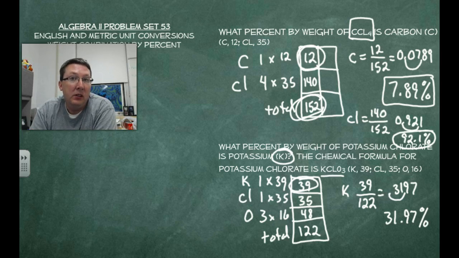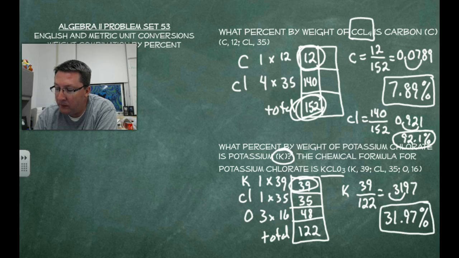I would suggest that you make those percents maybe to 2 decimal places. You could get away with 1, but 2 I think is a good practice to do. So the potassium is 31.97% of the total. Okay?